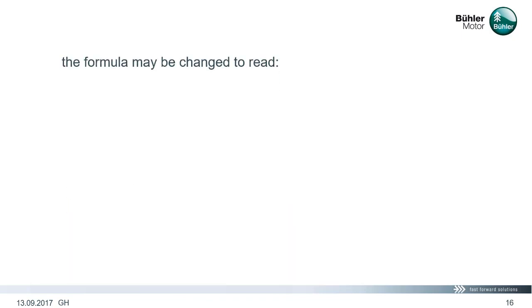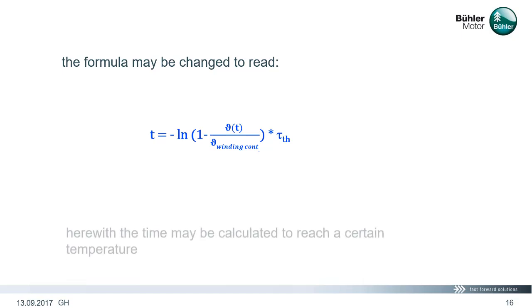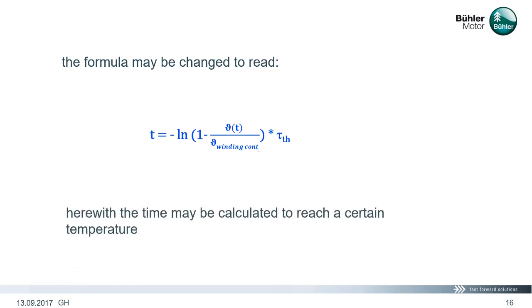We can change the formula to read t equals minus logarithm from 1 minus theta of t divided by theta winding continuous, multiplied by tau th. And with this formula, we can calculate after what time t a certain temperature theta is reached.